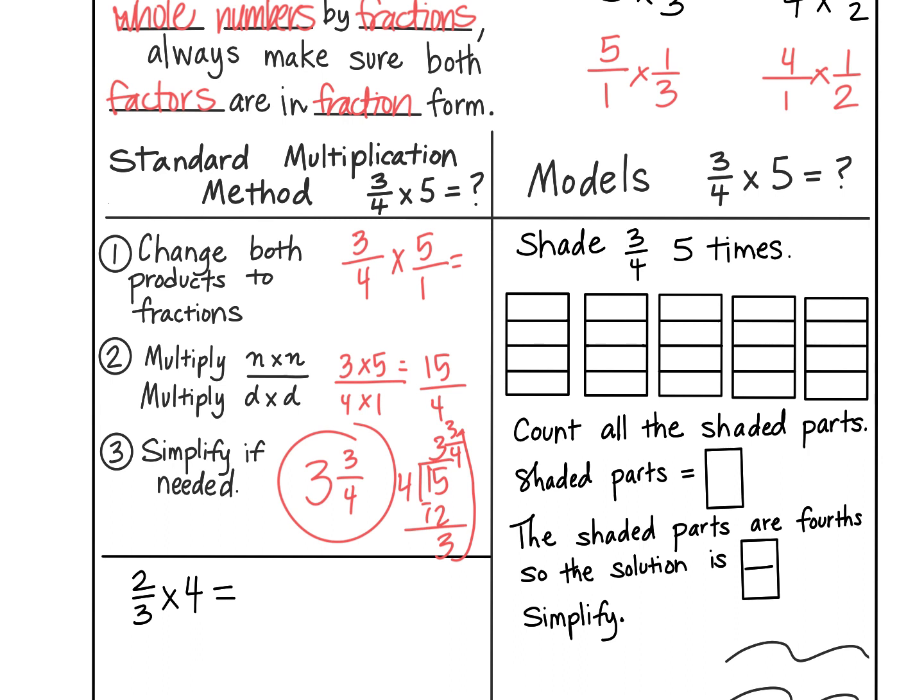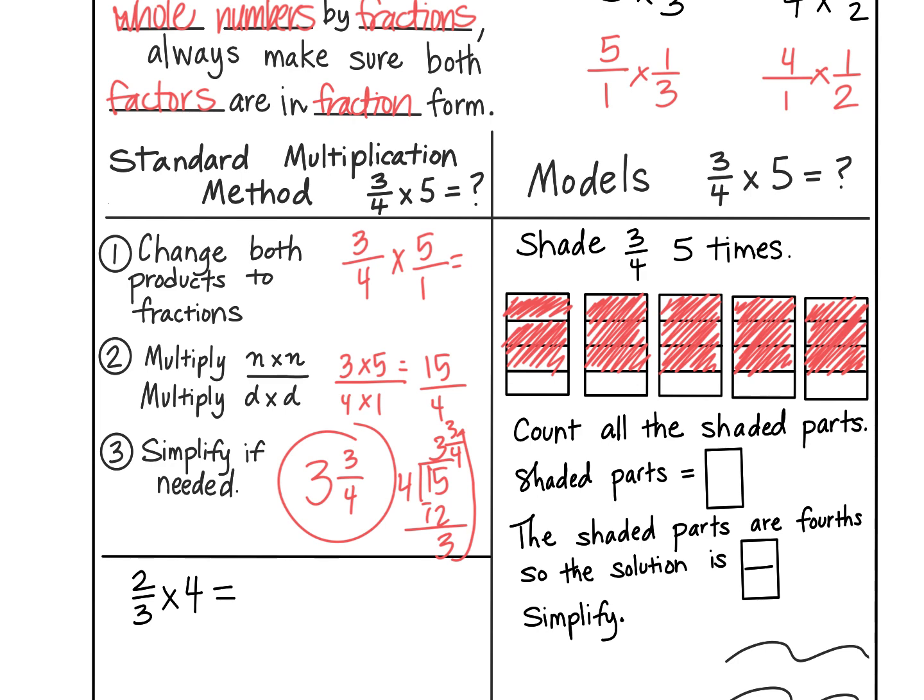Okay. Now what does that look like? Because yes, standard algorithm is easy. But what does it look like? Because this is something that you do have to understand and you have to know it if you see it. So if I am showing 3/4 times 5, I want to show 3/4 5 times. So I'm going to shade 3/4 5 different times. Remember, multiplication is just repeated addition. So I'm just taking that one factor and showing it 5 different times.